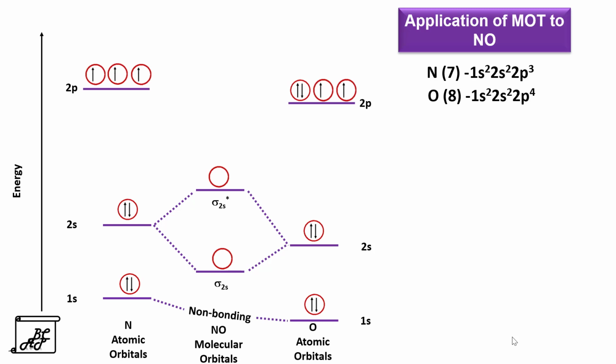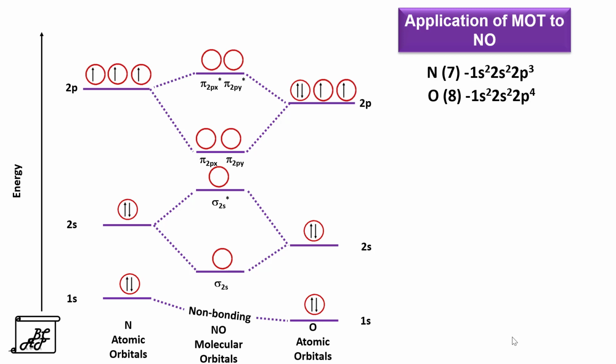Among the 2p orbitals, these are 2px, 2py and 2pz. Out of these, the 2px and 2py orbitals participate in pi bonding. Therefore, they will form pi 2px, pi 2py bonding and pi star 2px, pi star 2py anti-bonding molecular orbitals. The 2pz will participate in sigma bonding, and will form sigma 2pz and sigma star 2pz anti-bonding molecular orbital. Now we can see that nitrogen has 5 outermost electrons and oxygen has a total of 6 outermost electrons. So a total of 11 electrons we have to fill according to the Aufbau principle and Hund's rule.